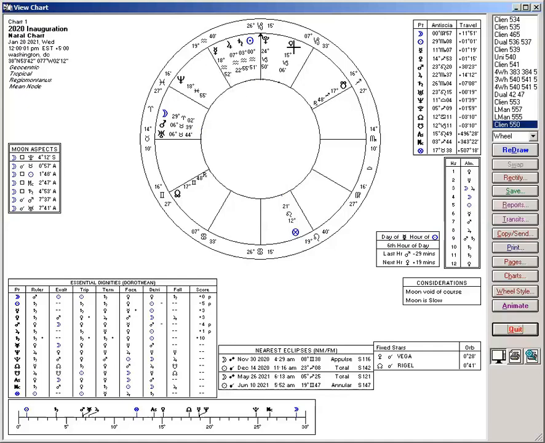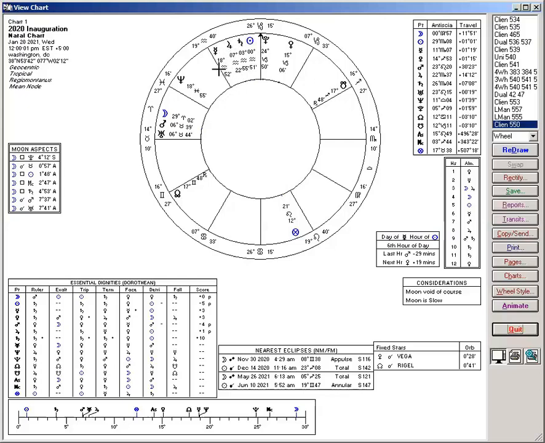So if you looked back a while, you would have seen Mercury coming up like this, coming to the sun, and then going past it. So Mercury is separating from the sun. It's separating from Saturn. It's separating from Jupiter. These are all in the form of conjunctions.